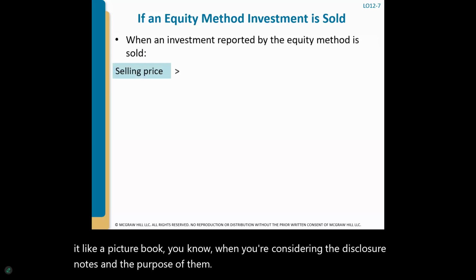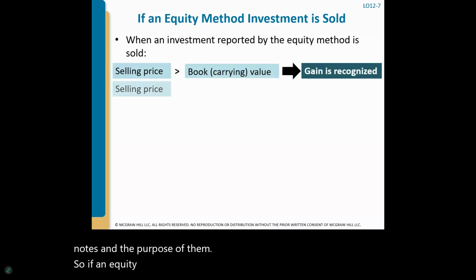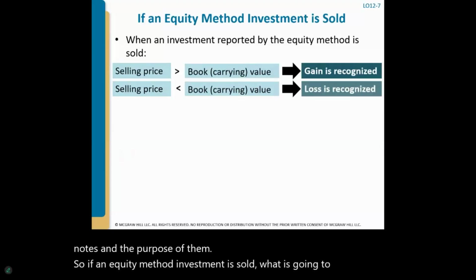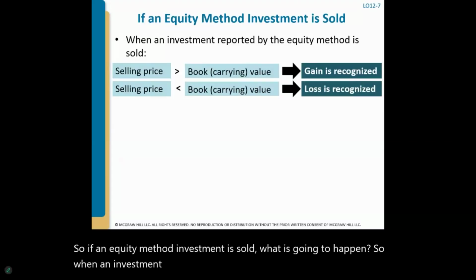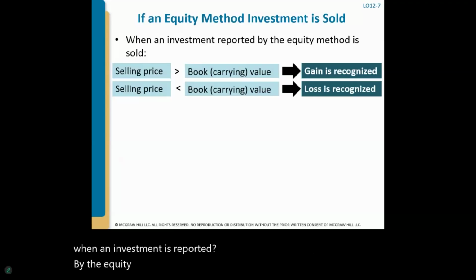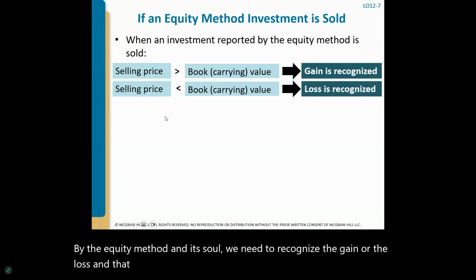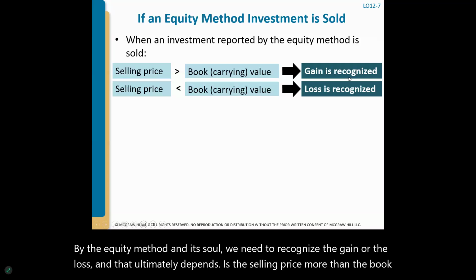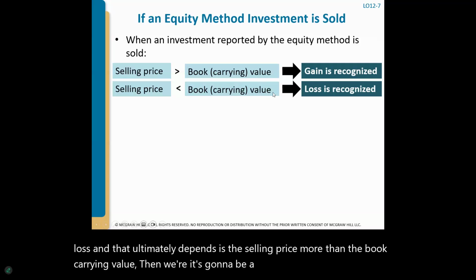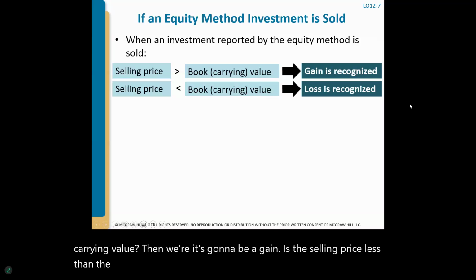So if an equity method investment is sold, what is going to happen? When an investment is reported by the equity method and it's sold, we need to recognize the gain or the loss. And that ultimately depends: is the selling price more than the book carrying value? Then it's going to be a gain. Is the selling price less than the book carrying value? Then a loss is going to be recognized.